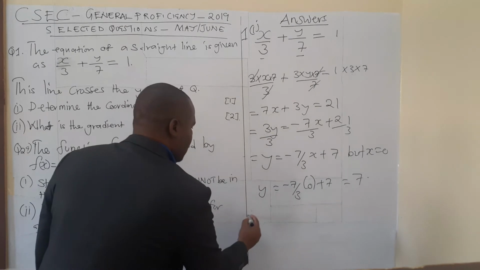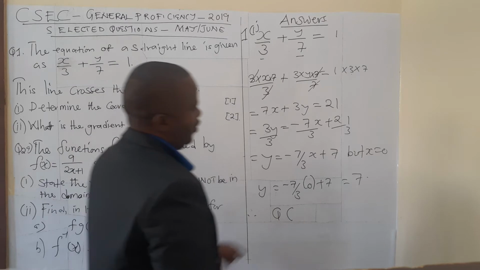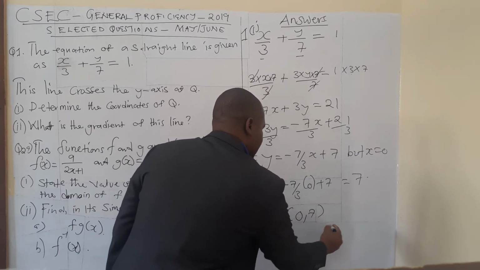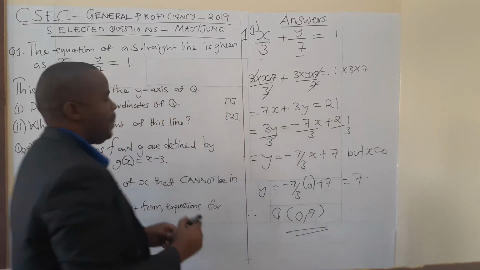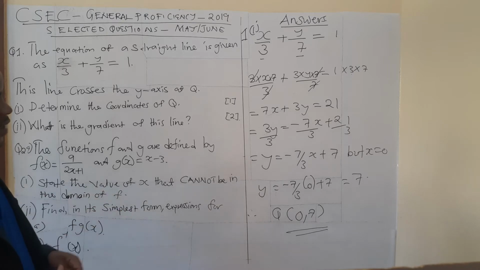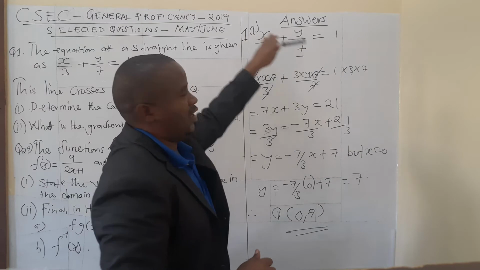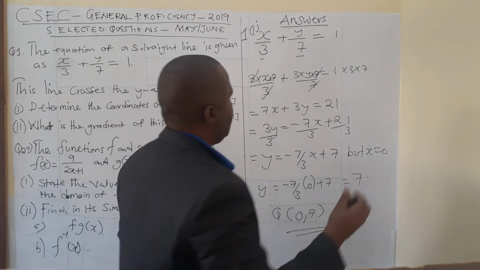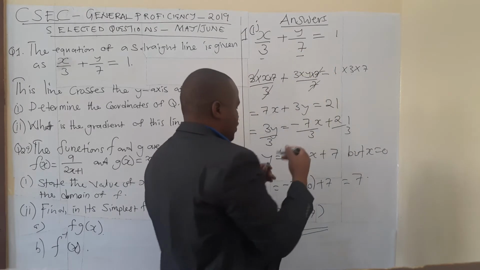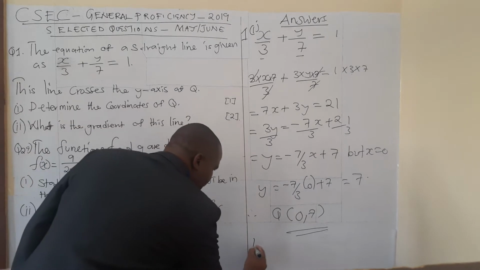Meaning that the coordinates of Q are x, y. And what is our x? x is 0. Our y is 7. So these are the coordinates. If you wanted, you could first express this as a single fraction. It's one and the same. You get the denominator, maybe 21, then you express it as a single fraction. It's okay.